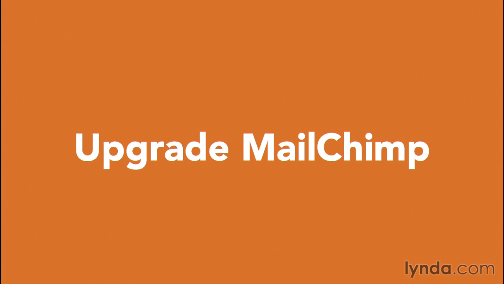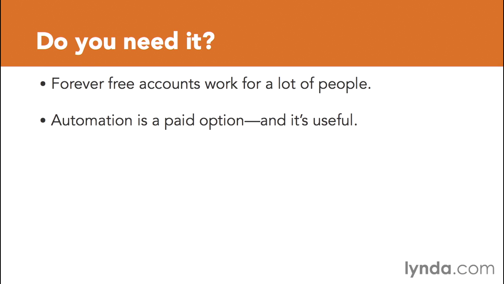MailChimp offers users some options when it comes to their accounts. If you send fewer than 12,000 emails every month and have fewer than 2,000 subscribers, you can stay on the free plan. Upgrading your plan, however, will give you access to premium features like automation, which is an automated email campaign that is sent to a subscriber when a specific trigger is activated.